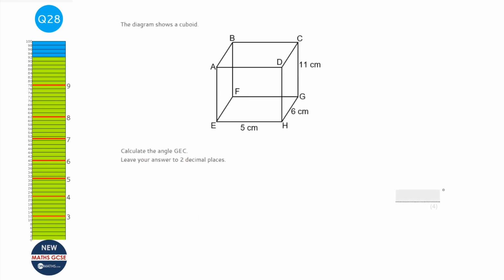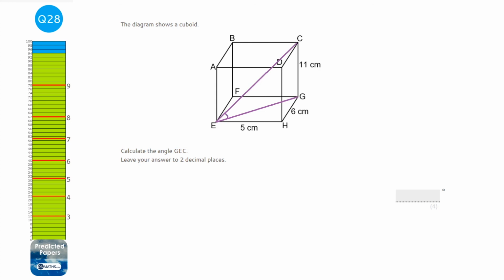To be able to answer questions like this, you've got to be able to sort of think in 3D. So try and imagine that this box is sitting in front of you. You're asked to find the angle GEC. So if we go from G to E to C, then we're being asked to find this angle here.